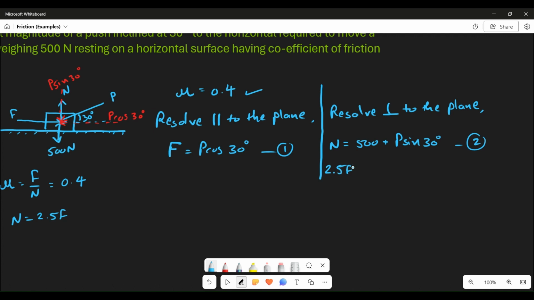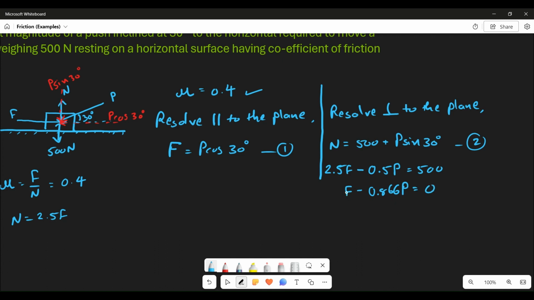2.5 f. Now take this p sine 30 to the other side, so it will be minus sine 30. We know that sine 30 is 0.5, into p, is equal to 500. Simplifying, you get this equation: replace n with 2.5f and minus 0.5p is equal to 500. Now the other equation is f. Again, take this p cos 30 on the other side, so minus 0.866p, as cos 30 is 0.866, p is equal to 0.